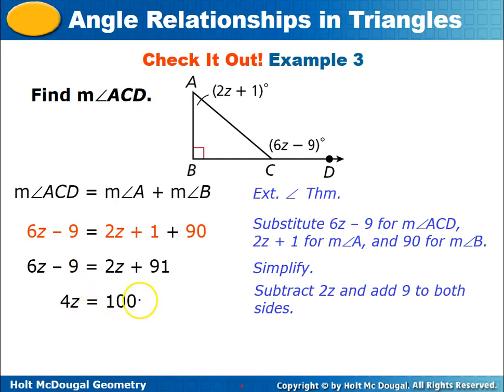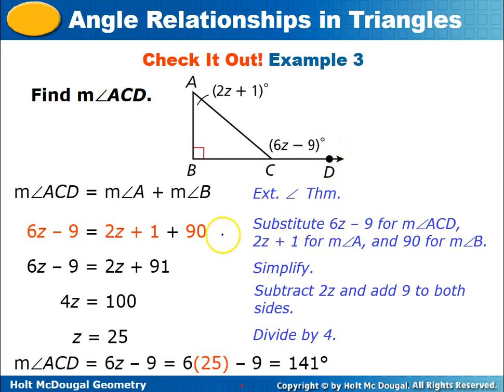How many quarters make a dollar? That would be 4. So this is z is equal to 25. So then again, we're going to plug this back in. And again, it's asking us for ACD, which is this angle out here. So we're going to do 6 times 25, which is 150, minus 9, which is 141.